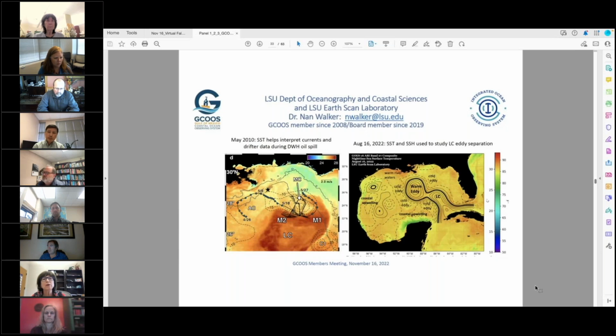The right panel shows warm core eddy Yazoo on August 16th of this year when it was still attached to the loop current. In the figure, two types of satellite data are shown, the declouded GCOOS SST data again, and Bob Laban's real-time sea surface height data. Over the past 25 years, we have found this product very useful in supporting the understanding and prediction of the ocean's influence on hurricane intensity changes in the Gulf.